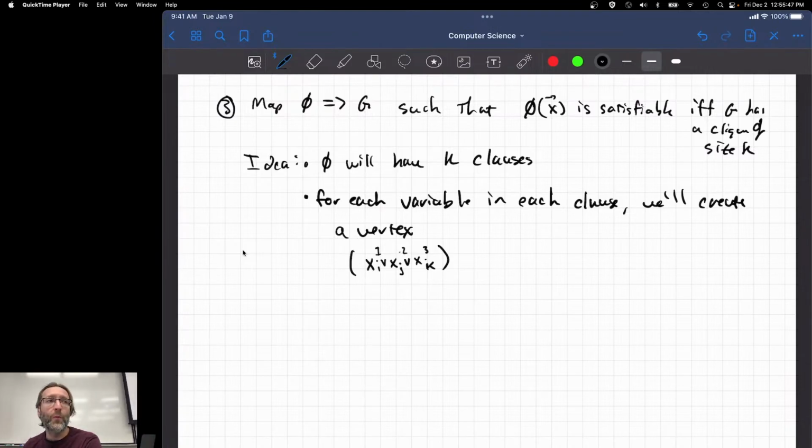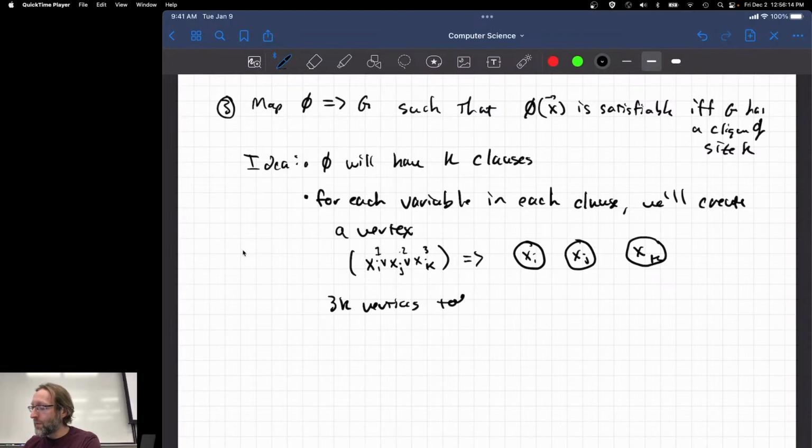I should have given myself more room there. All I'm simply going to do is output x sub i, x sub j, and x sub k. And those are 3 vertices now. We do that for every clause. So if there are k clauses, then there are going to be k triples and 3k vertices total. Okay?